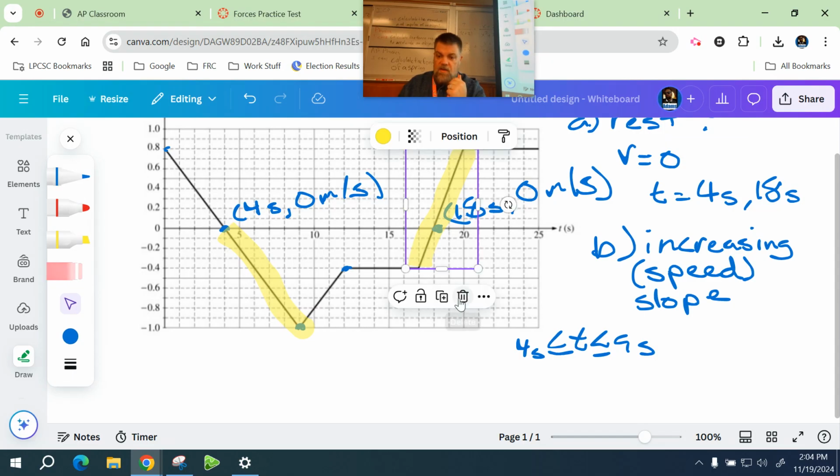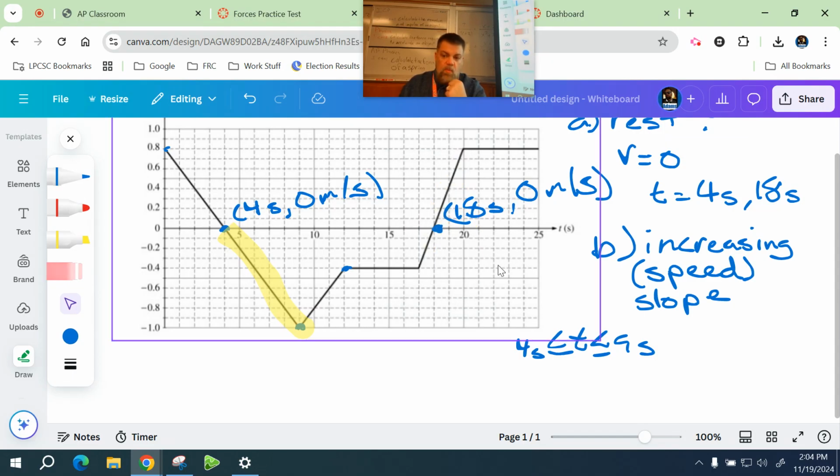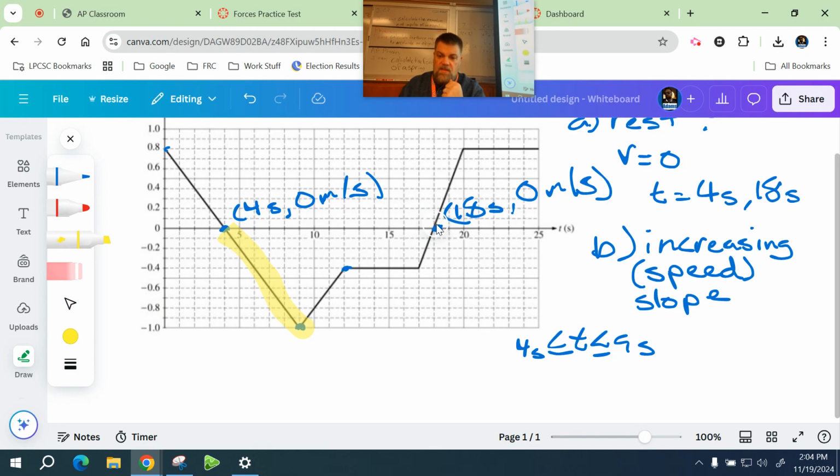Now this is the hard part here. When does it increase in speed? Well, this has got a negative, negative, negative. It's approaching 0, but from here to here, it's got an increase in speed. So that is going to be, what is that, 18 to 20 seconds?